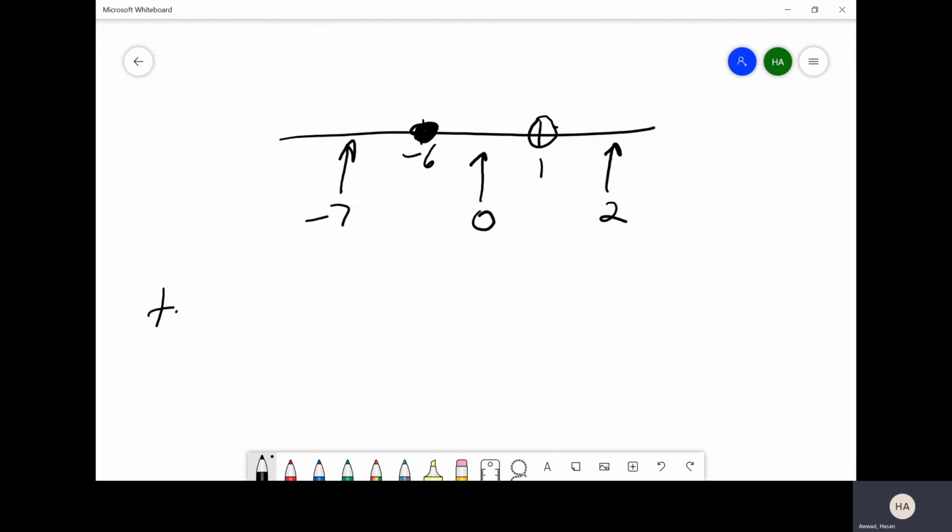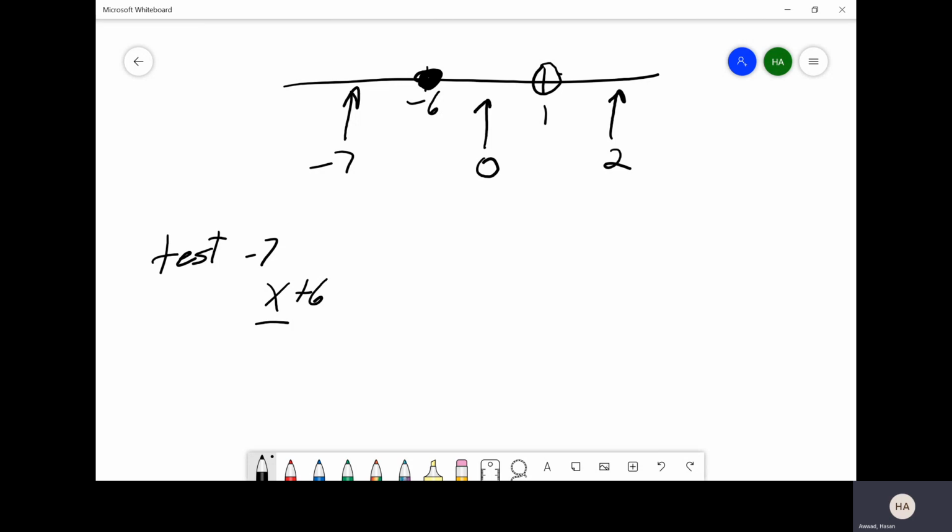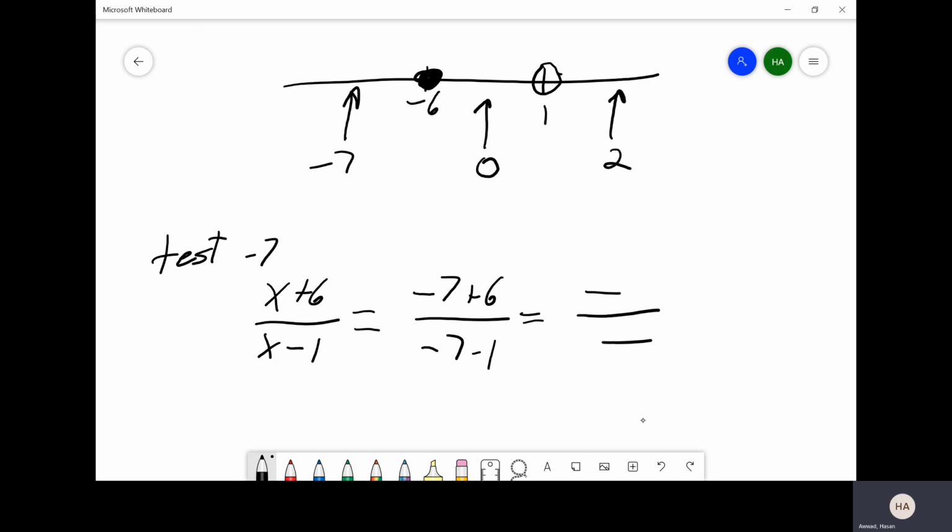So testing -7, right? What we're going to do is we had x plus 6 over x minus 1, and we're just going to plug in. So while plugging in, we get -7 plus 6, we get -7 minus 1, and -7 plus 6 is going to give us a negative number on top. -7 minus 1 is another negative number, and a negative divided by a negative is a positive.